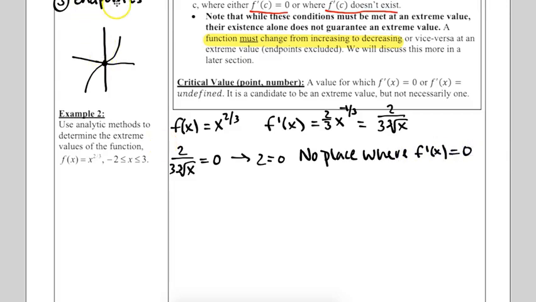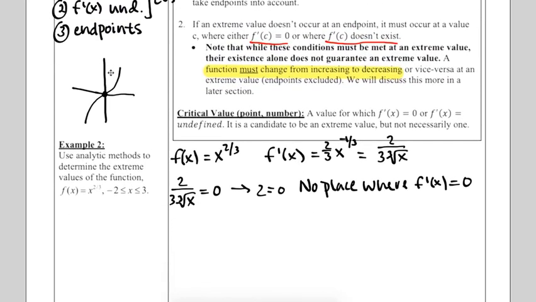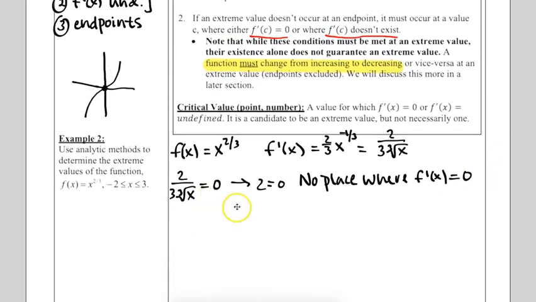Okay, so that was that first one up here. That didn't get us any critical values, so let's try the next one. Let's see if there's any place where our derivative is undefined. Looking at our derivative, 3 cube root of x, where is it undefined? Well, that's going to come from where our denominator is equal to 0. So if I set my denominator equal to 0, that's going to be where x is equal to 0.